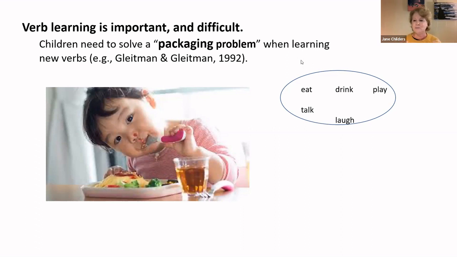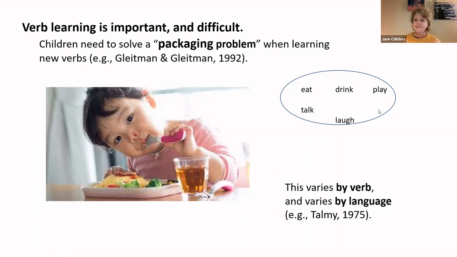Maybe they would be hearing don't play with your food too. And that's something that's not happening. So they have to figure out what elements of that event fit an individual verb. And that's a hard problem. Different verbs use different size packages. And it also varies by language. So languages have different kinds of patterns that they'll have.